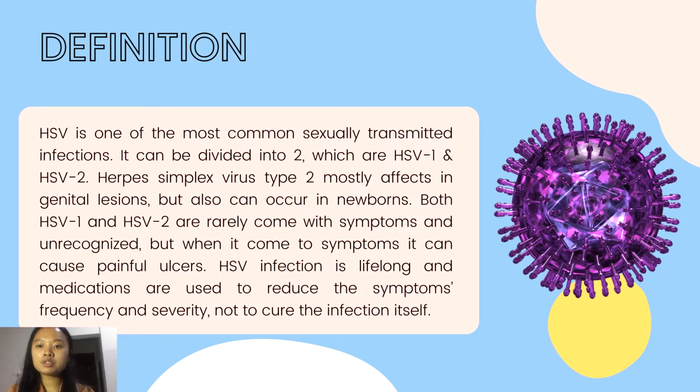Herpes simplex virus is one of the most common sexually transmitted infections. It can be divided into two, which are type 1 and type 2. These viruses are enveloped DNA viruses, which are sensitive to environmental factors and disinfectant. Herpes simplex virus type 2 mostly affects genital lesions, but can also occur in newborns. Both type 1 and type 2 rarely come with symptoms and are unrecognized, but when symptoms do appear, they can cause painful ulcers. HSV infection is lifelong and medications are used to reduce the symptoms.